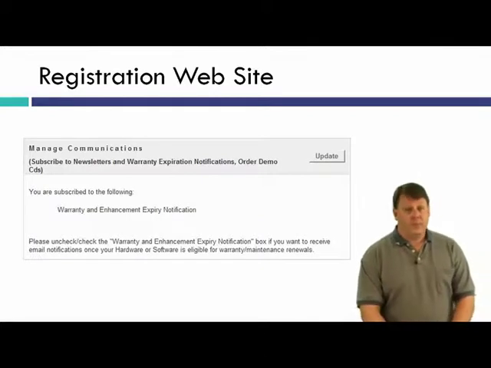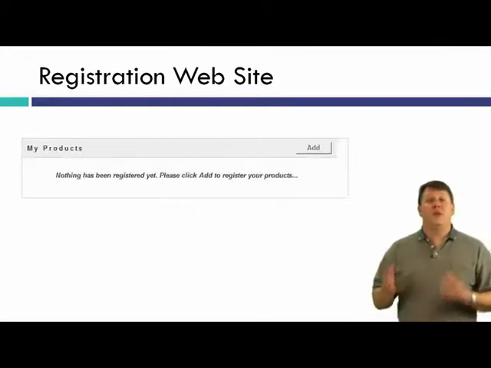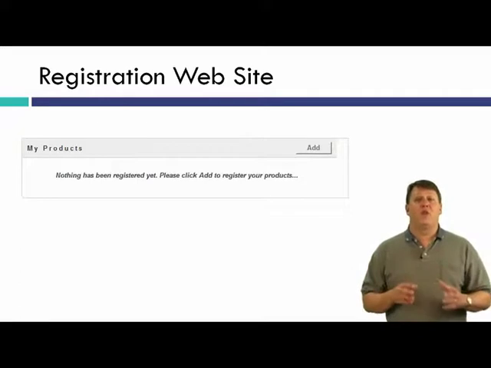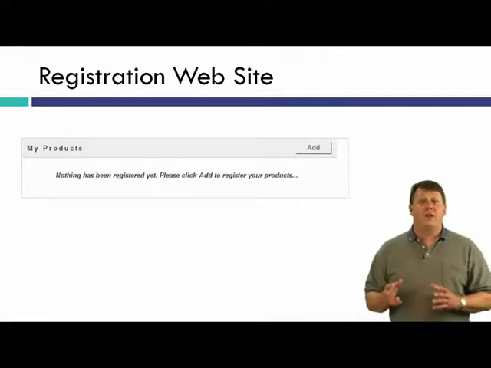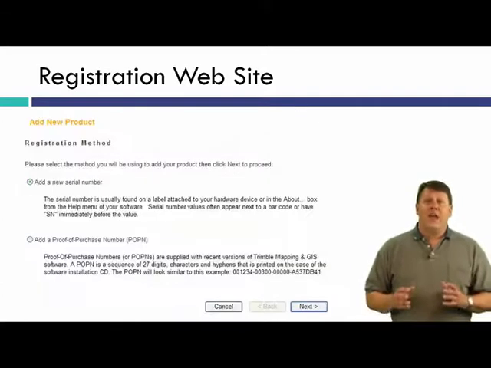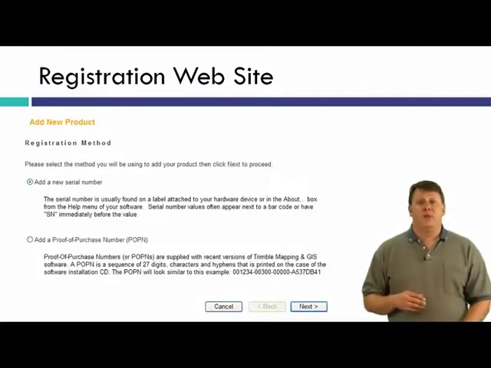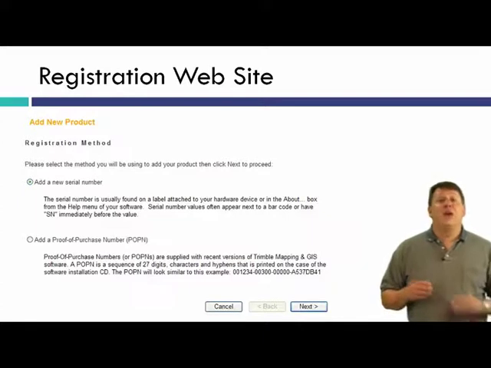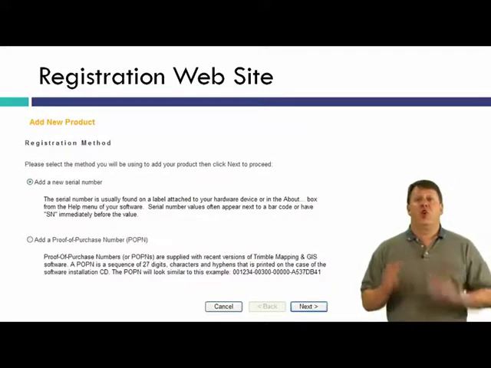If we click on Update, also on the right, we can subscribe to various newsletters that Trimble produce. To begin the registration process for the hardware and software, under the My Products section, we're going to want to click the Add button. When we click the Add button, we want to select our registration method. We're going to use the Add a New Serial Number method to register hardware.